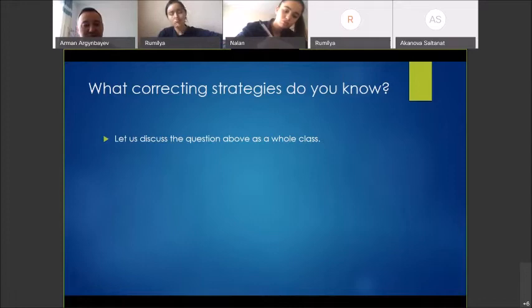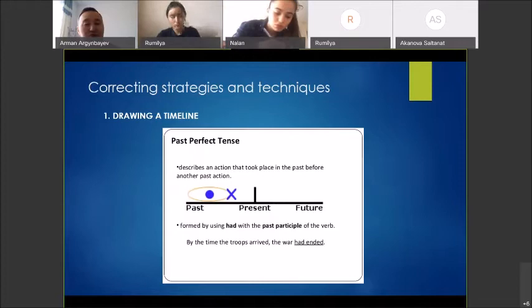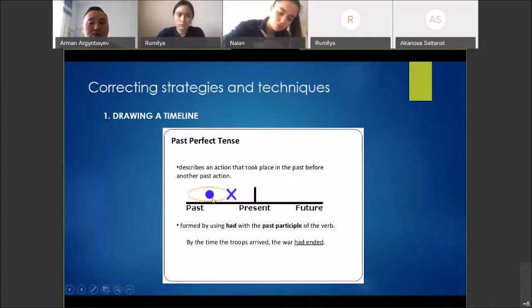So, one of the correction strategies is drawing a timeline. And it's especially good for teaching grammar as well, not only correcting, but teaching. We'll have a look at a number of different timelines now. So here, for example, past perfect tense. We draw a line starting from past, we show present and future. Notice here there is a cross, which is in blue, and there's a dot here, right? We tell that there are two actions in the past. One is a cross and one a circle. And this circle actually happened before the other action in the past.